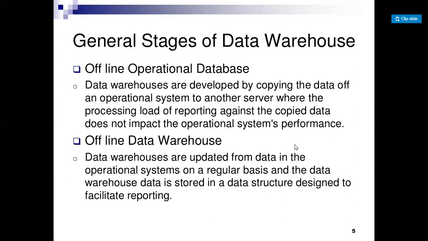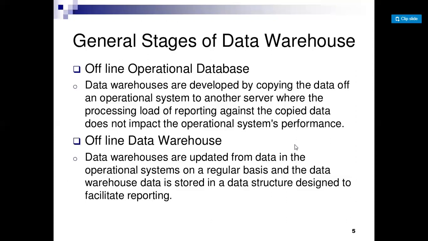The next one is the offline data warehouse. Data warehouses are updated from data in the operational system on a regular basis, and the data warehouse data is stored in a data structure designed to facilitate reporting. Here, the data warehouse is also offline, but it is updated after a regular interval. So it is not updated immediately, but at a regular interval.